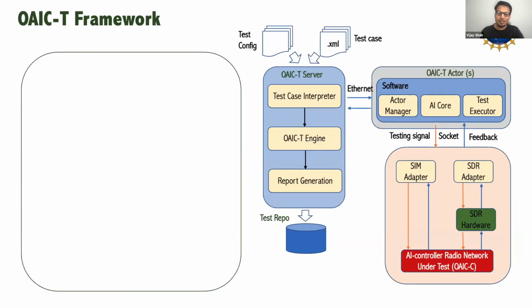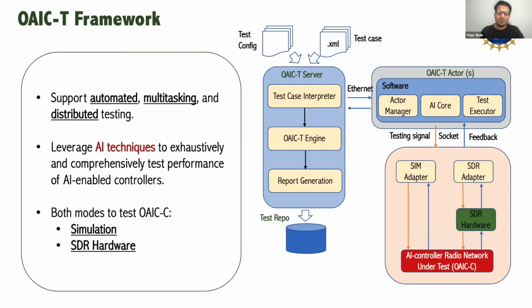Okay, so now the OAIC-T framework. Here the idea is that we want to build this automated, multitasking, and distributed testing. The reason again is that AI models are enabled for 6G research, but the inability of current theory to explain or prevent failures in AI models emphasizes the necessity of having such a framework and appropriate environment for testing AI models deployed as cellular RAN controllers. We want to use both modes, simulation and SDR hardware. The reason we leverage AI for testing as well is because it's just a very large test space. So we want to do AI for AI.